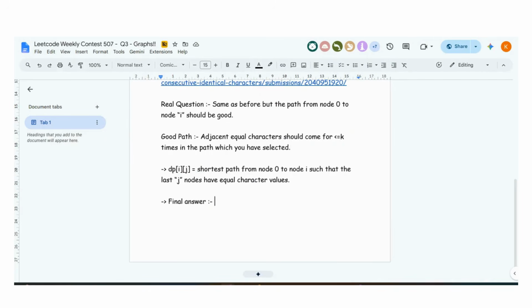Now let me write here. The final answer will be: you reach n-1 such that only the last node has a particular character value, or the last two nodes have the same character value, or the last k nodes have the same character value. This dynamic programming will make sure that more than k nodes never have the same value. Why? Because I have only calculated the values for 1, 2, 3 till k. I never entertained any value bigger than k in any of my formulas, so I'm totally safe.